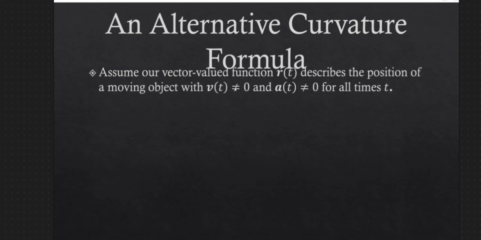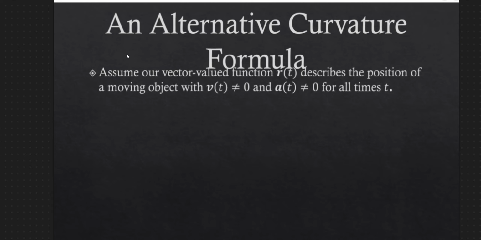So this was already an assumption. We wanted our curve to be smooth. Remember, that means the velocity is never zero. And then we also want our acceleration to be never zero. That's the only way this formula is going to work out. But under these assumptions, we can come up with a really nice formula for curvature, making computing it especially easy in these circumstances.